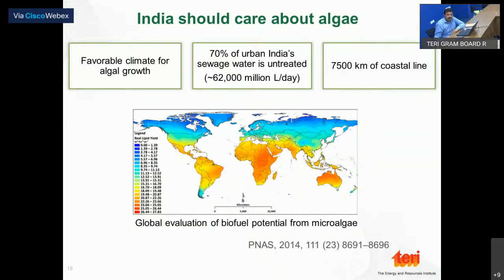India also has a long coastline, more than 7,500 kilometers. We could use the coast, where people are living in miserable conditions in the coastal region. So there is a huge prospect, and we could use those things.